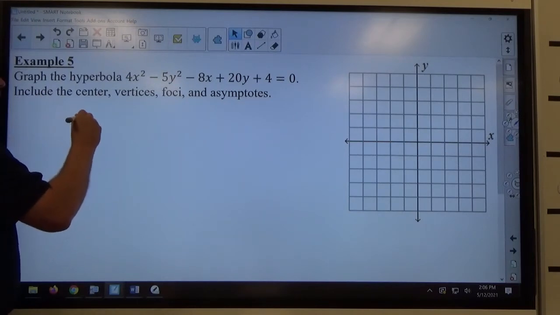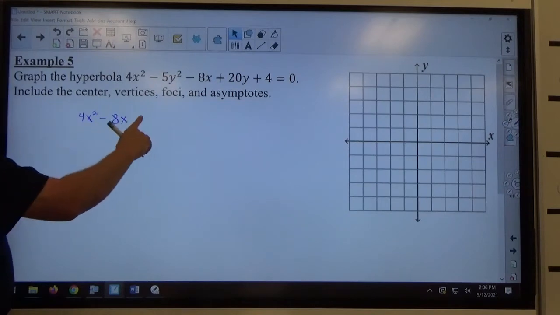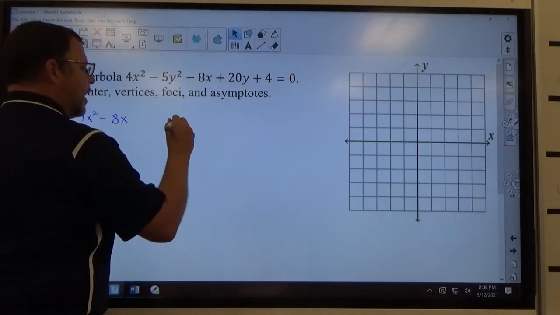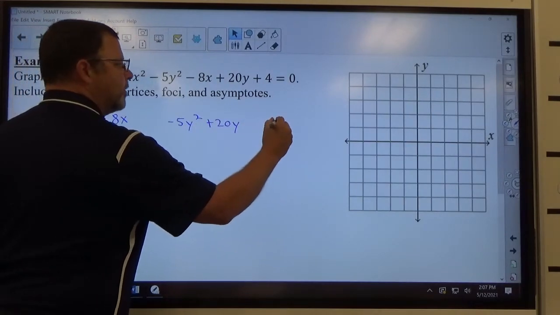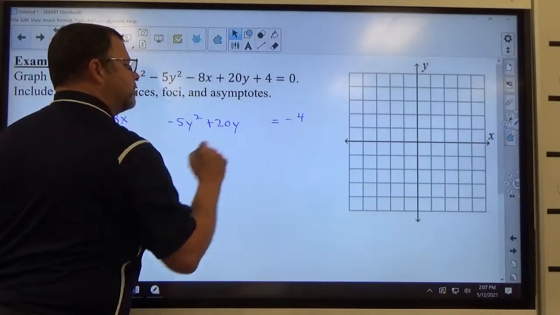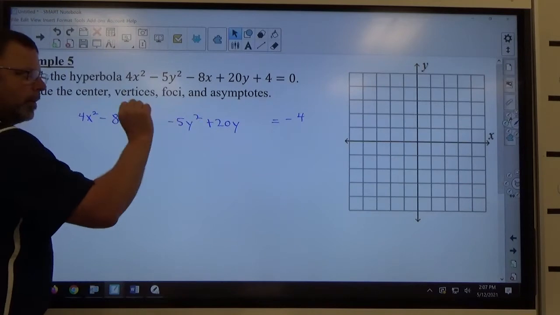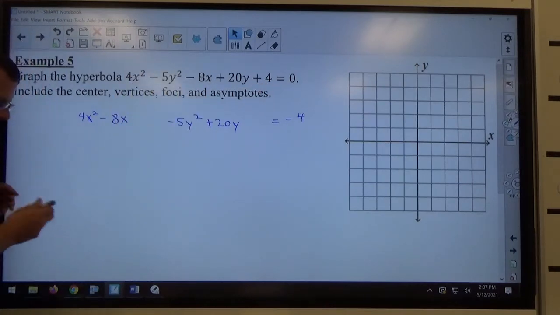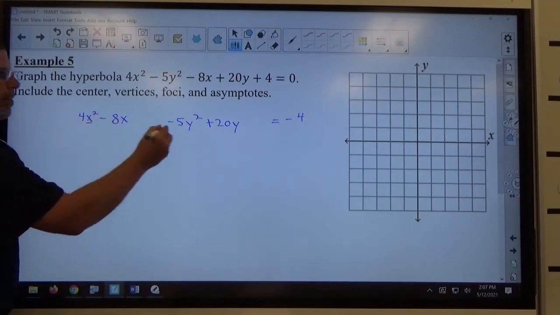So I'm going to put 4x squared minus 8x together, because they're both about x. Leave a little bit of space. Then negative 5y squared plus 20y together. Leave a little bit of space, equals negative 4. I want an x group over some number, a y group over some number equal to 1. So the first step is to get the x's grouped together, the y's grouped together, and the numbers to the other side.